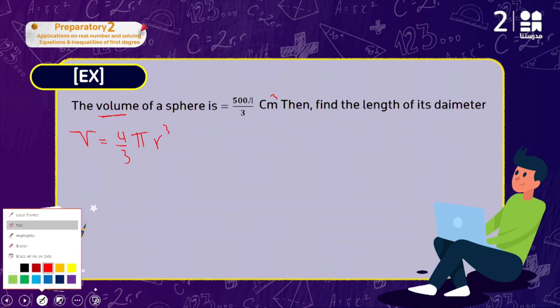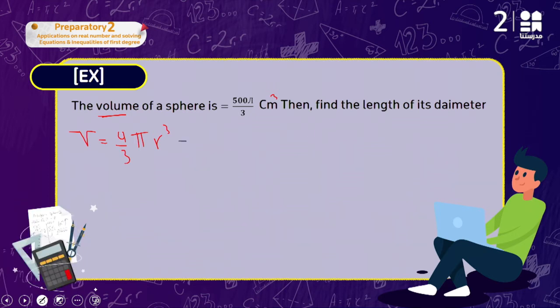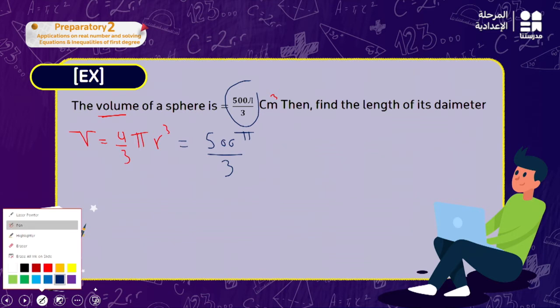طيب يلا بينا نكمل. كل الرول ده equals what? Equals yes 500π over 3. Is it clear? Yes. So how can we do it?